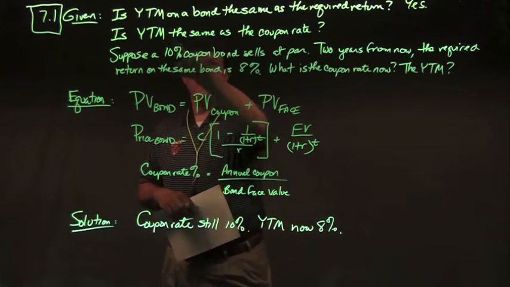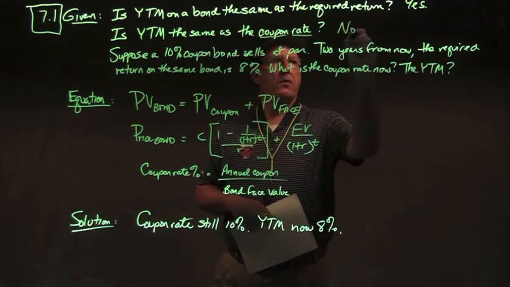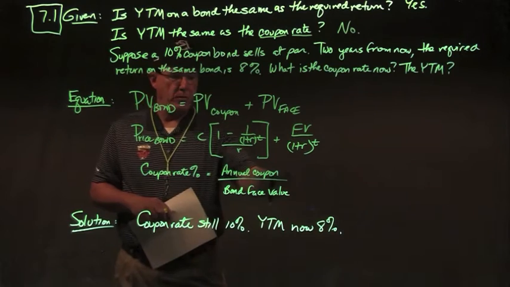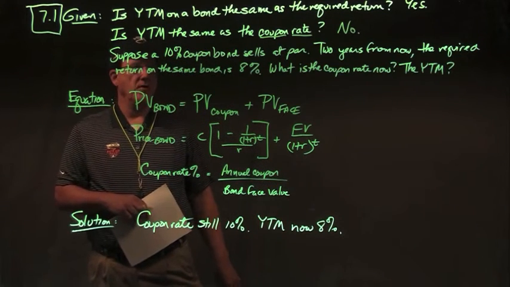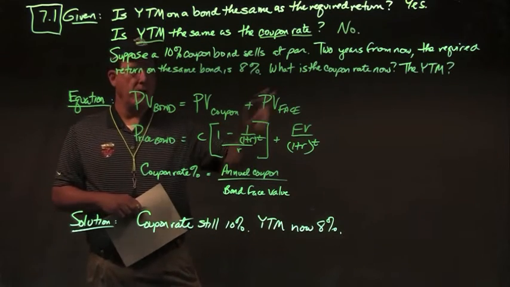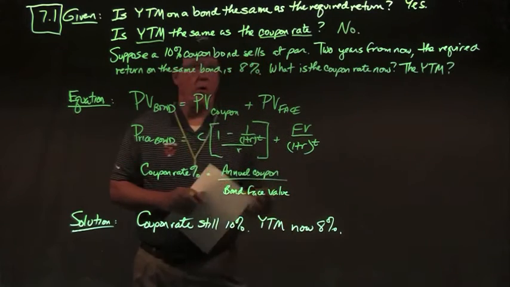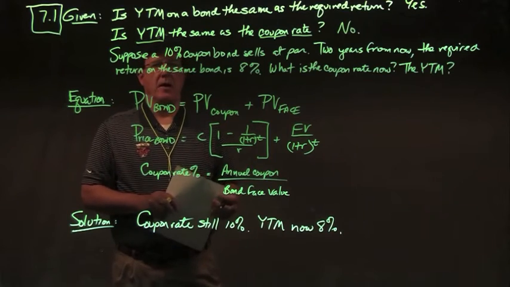Is the YTM the same as the coupon rate? And the answer to that is no, because the coupon rate is the coupon rate on our bond. Coupon rate is our annual coupon C divided by bond face value, usually $1,000. So YTM is the rate required by all other bonds in the market. Coupon rate is the rate on our bond that we're holding. That's a key distinction. Once you learn that, you learn a lot about bonds.